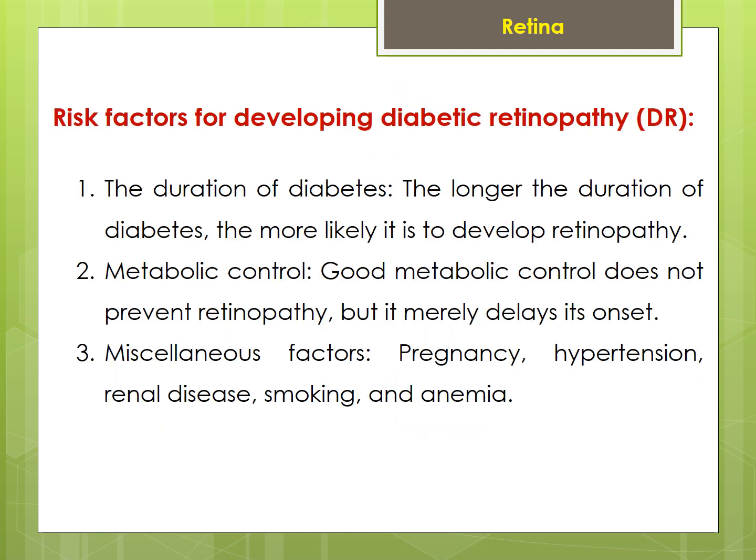The risk factors for developing diabetic retinopathy include duration of diabetes. The longer the duration, the more likely to develop retinopathy. Metabolic control. Good metabolic control does not prevent retinopathy, but it merely delays its onset. Miscellaneous risk factors include pregnancy, hypertension, renal disease, smoking, and anemia, and all of them worsen retinopathy.